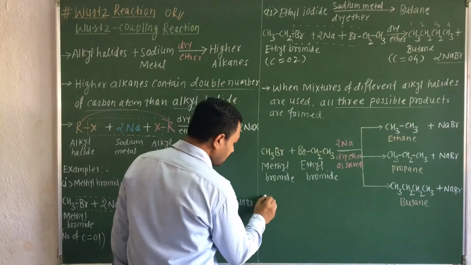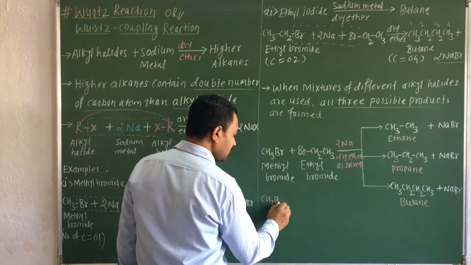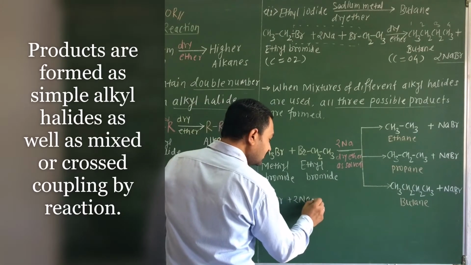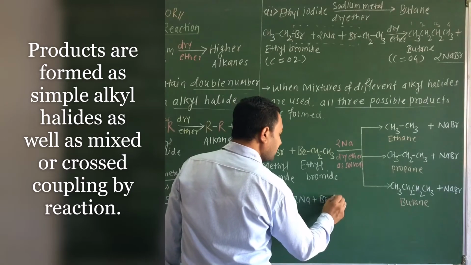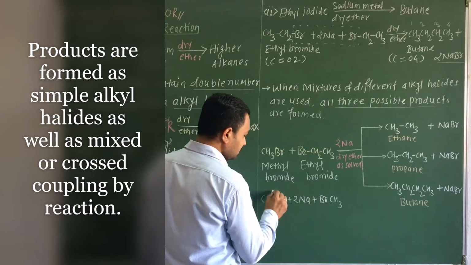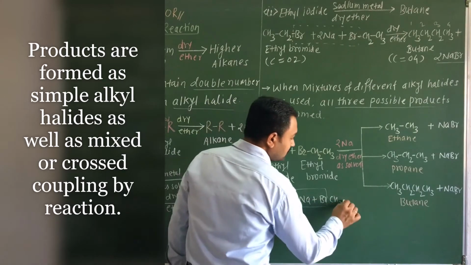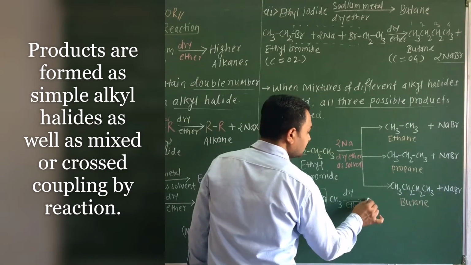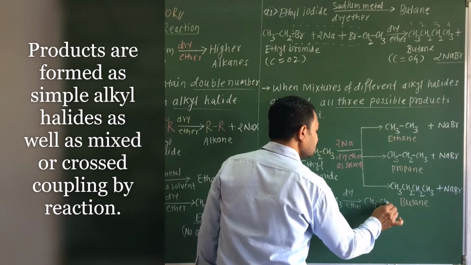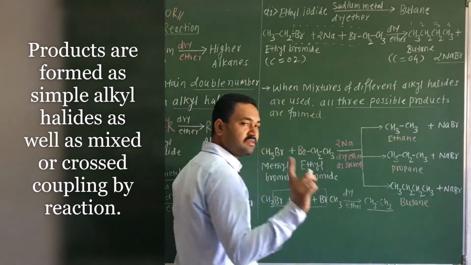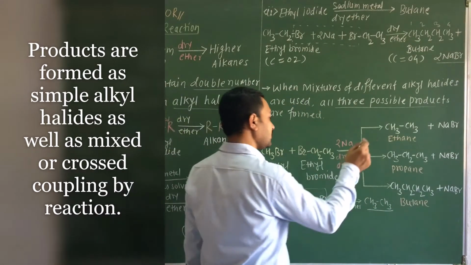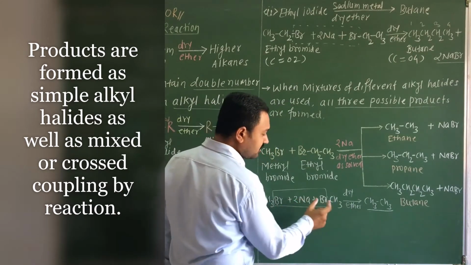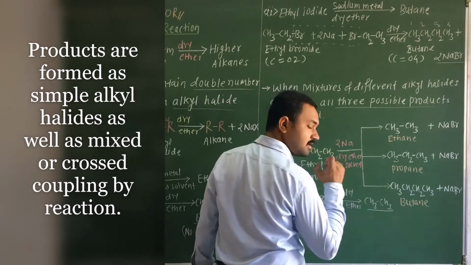Now here remember, one molecule of methyl bromide will react with another molecule of methyl bromide. That means in the presence of dry ether as a solvent, the coupling between the two methyl groups takes place and we will obtain the first product, ethane. This is the straight reaction. The same molecules react with each other and give the coupling product.